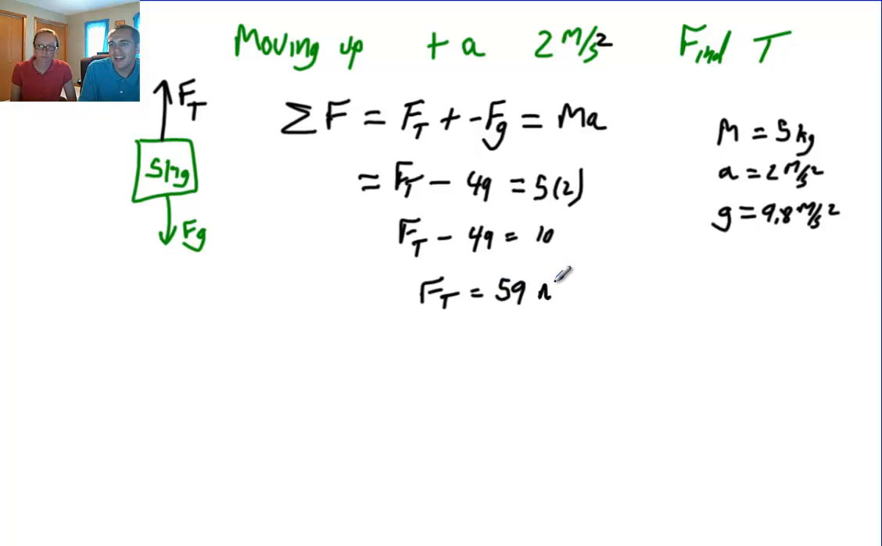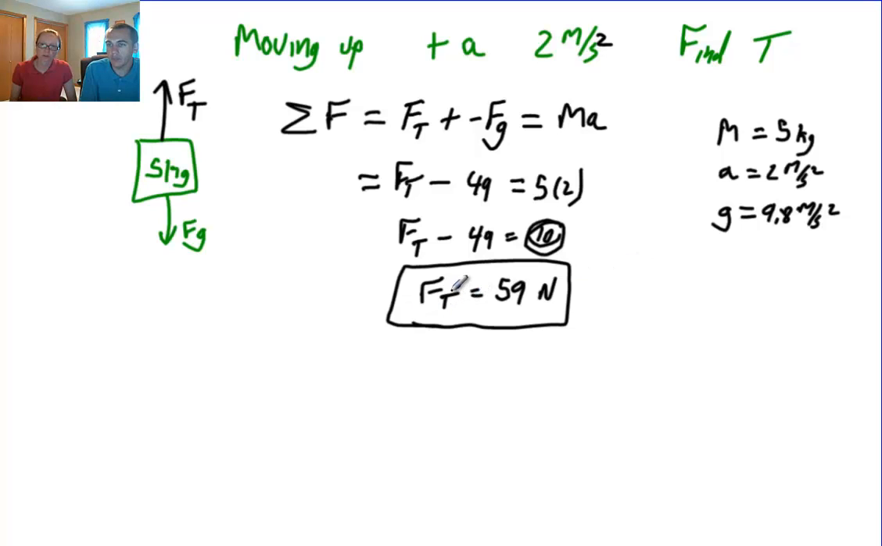59 newtons. Now, what's important about this is that you realize this is not the net force. It takes 59 newtons of force to get this bucket to accelerate up at 2 meters per second squared. The net force is actually 10 newtons, because 5 kilograms are accelerating at 2 meters per second squared. Mass times acceleration is 10. But it took 49 newtons just to support it and an extra 10 to make it accelerate up.